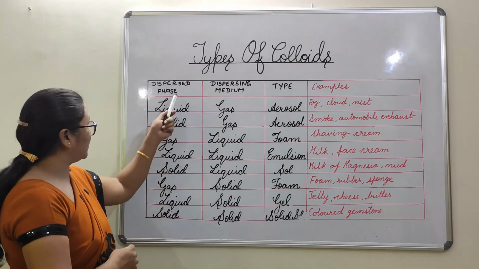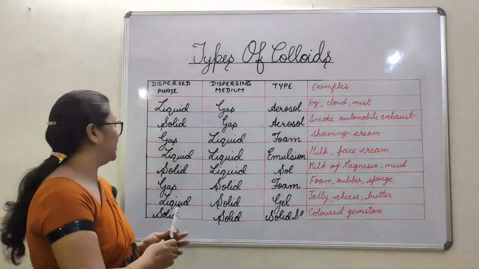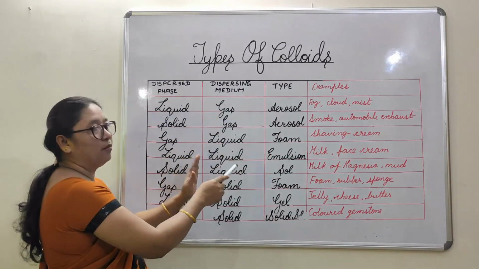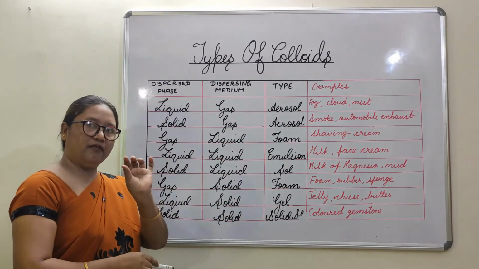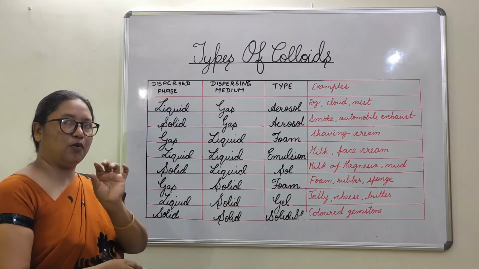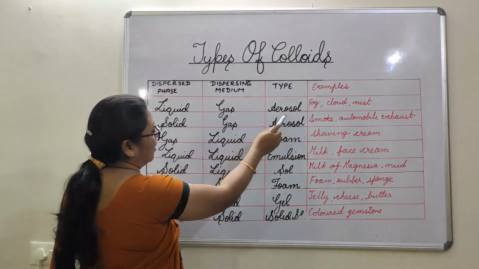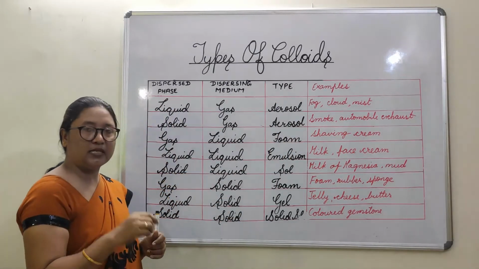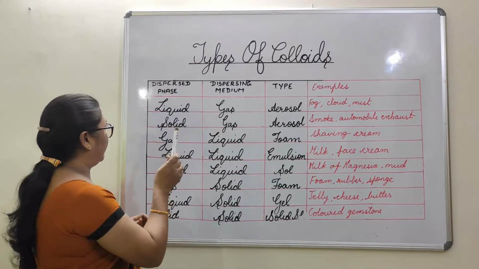This column is the dispersed phase, this is the dispersing medium, types and examples. In this, the dispersing medium is in more quantity, whereas the dispersed phase is in a very small proportion. So, liquid in gas: the type is aerosol. Examples: fog, cloud, mist. Mist means tiny droplets of water in the atmosphere, in air.